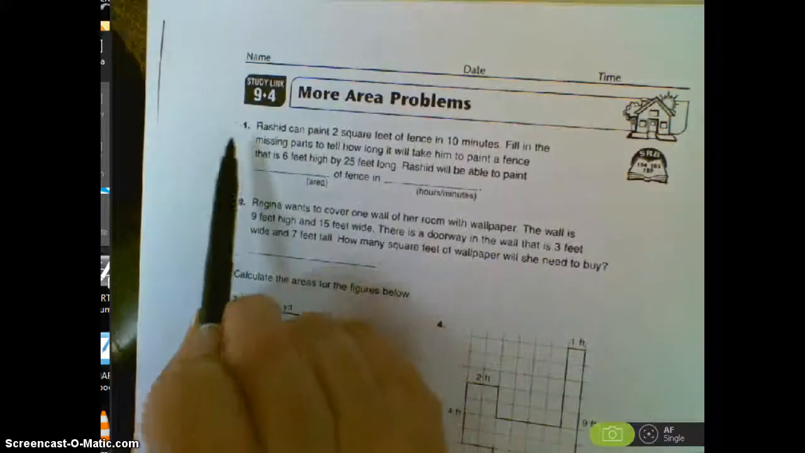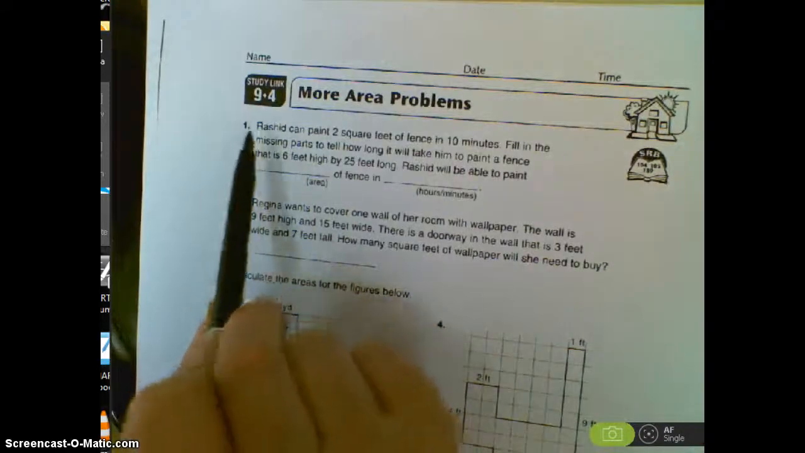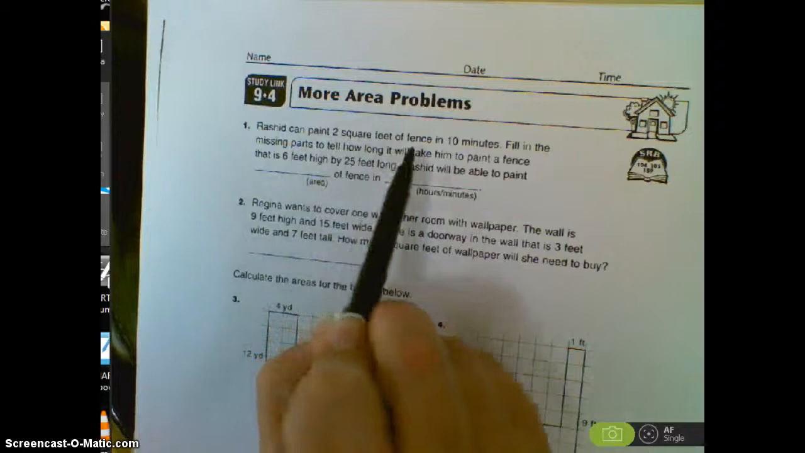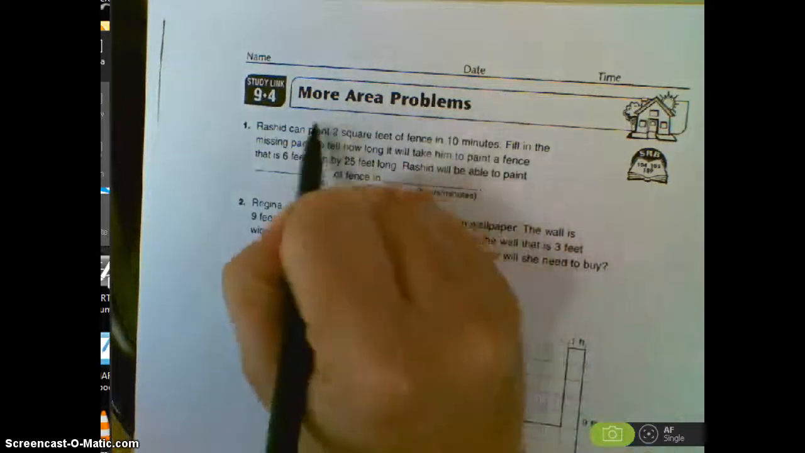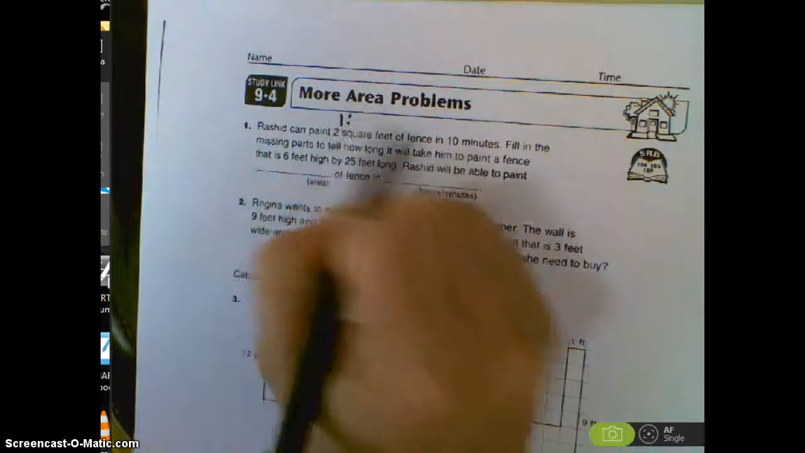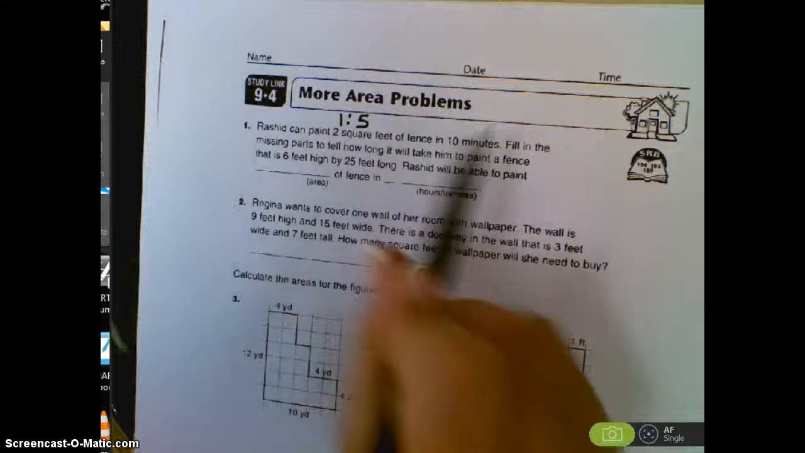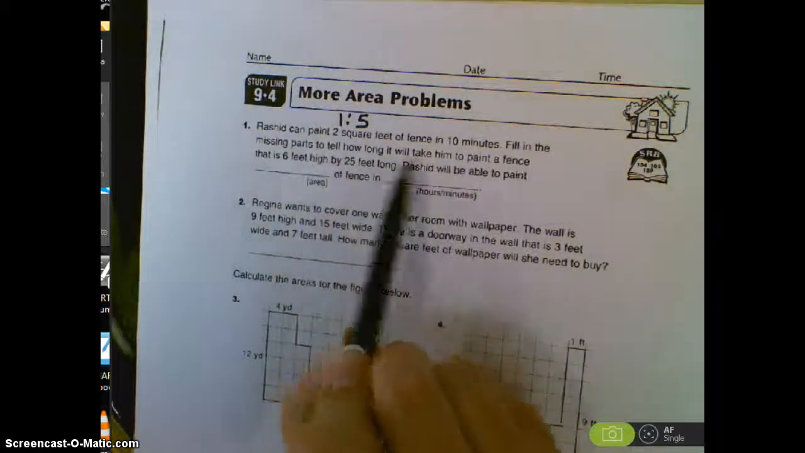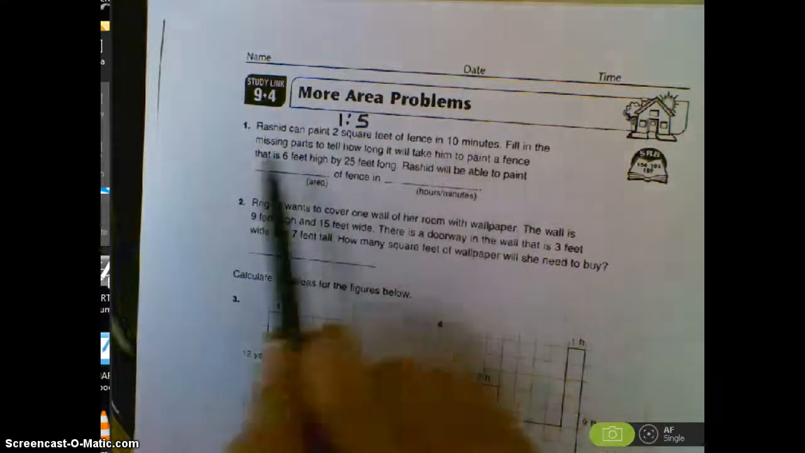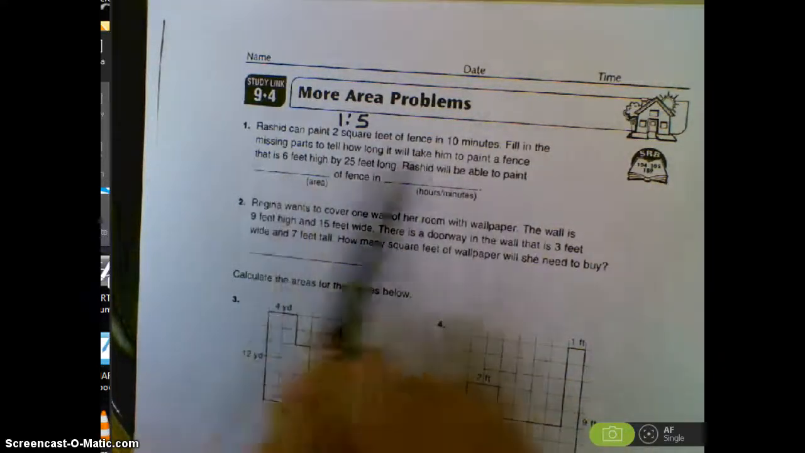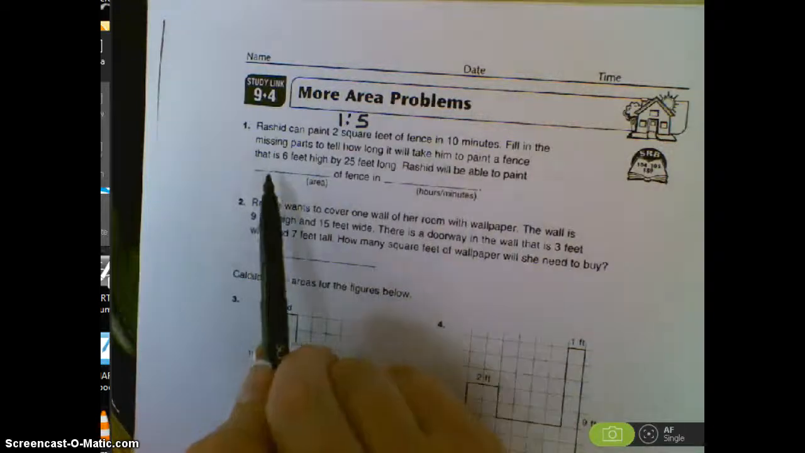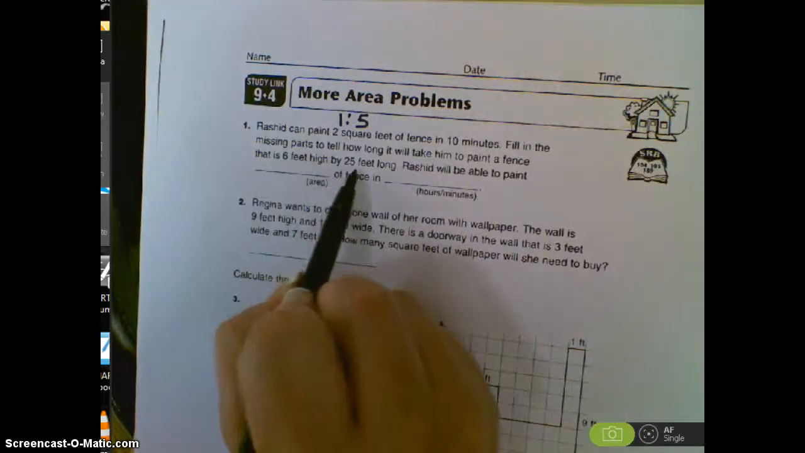Alright, so Rashid can paint 2 square feet in 10 minutes, so that would mean 1 square foot in 5 minutes. We'll keep that in mind for a little later. And then fill out the missing parts to tell how much he will paint. How long it will take him to paint a fence that is 6 feet by 25 feet.